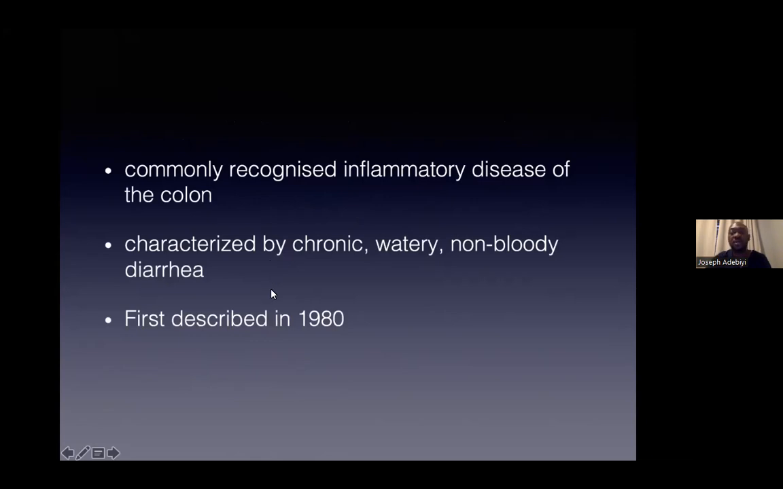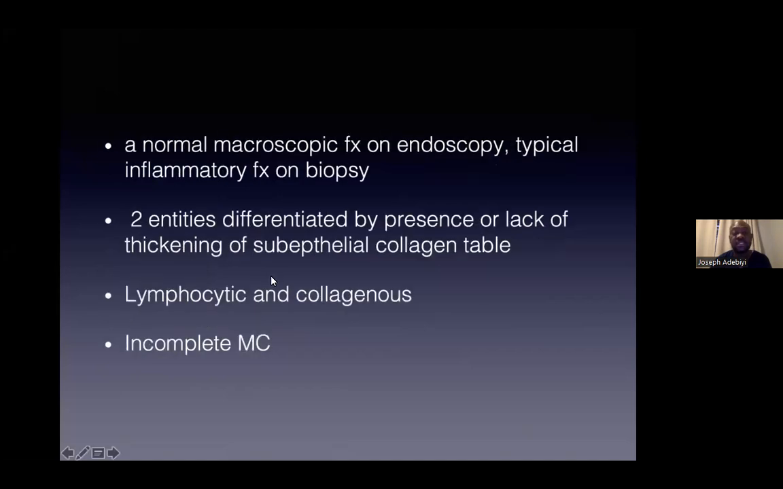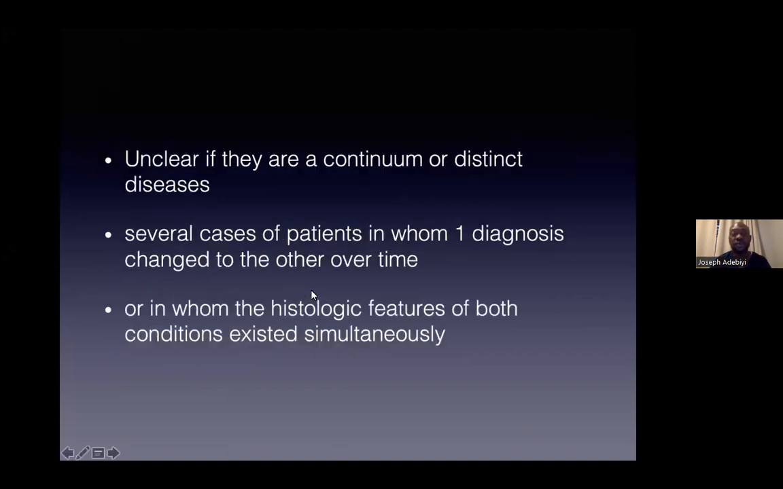So it is a commonly recognized inflammatory disease of the colon, and it is majorly characterized by non-bloody, watery chronic diarrhea. It was actually first described in 1980. It's basically a form of colitis that would usually have normal macroscopic features on endoscopy, but we then have typical inflammatory features when you do the biopsy.